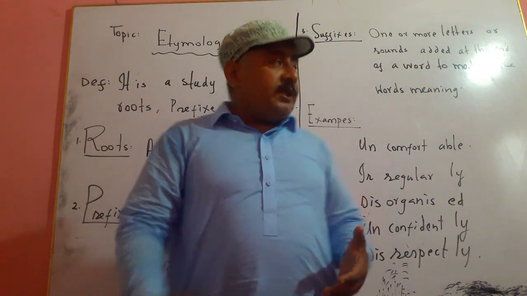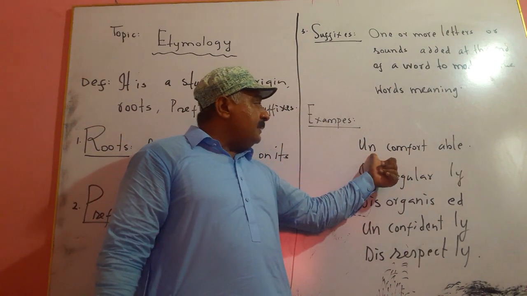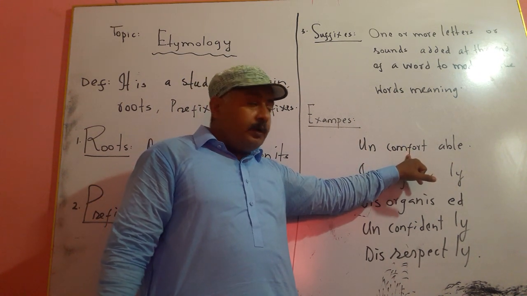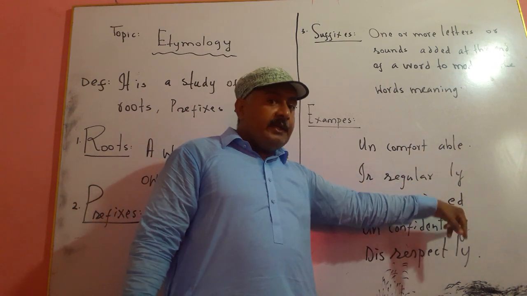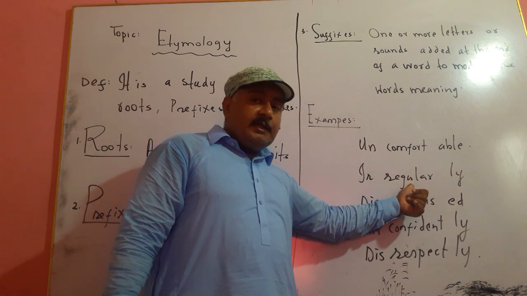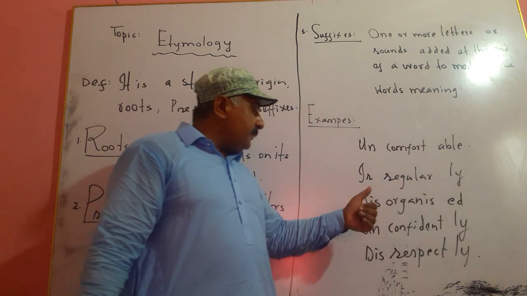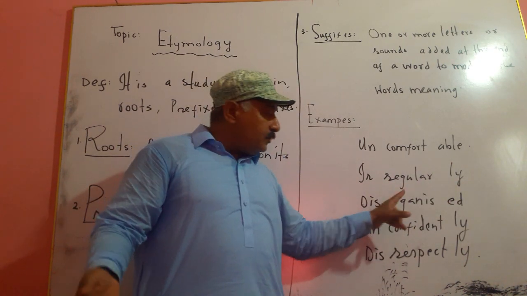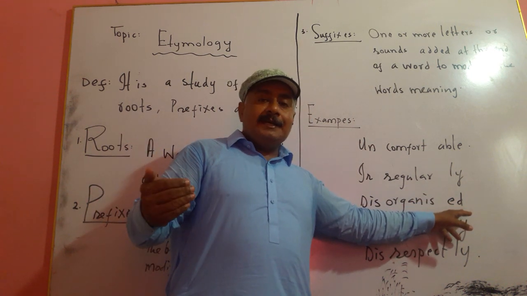Now see some examples here. Here is written uncomfortable. Now un is a prefix, comfort is a root word, able is a suffix. Irregularly: ir is a prefix, regular is a root word, ly is a suffix. Similarly, disorganized: dis is a prefix, organize is a root word, ed is a suffix.